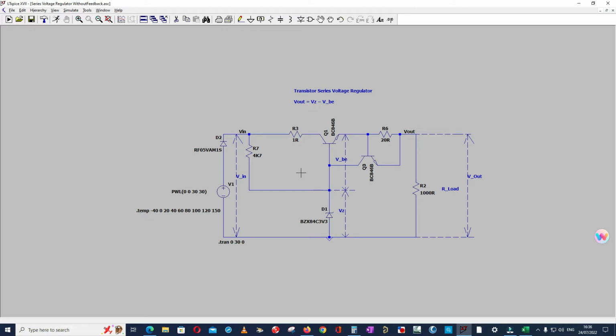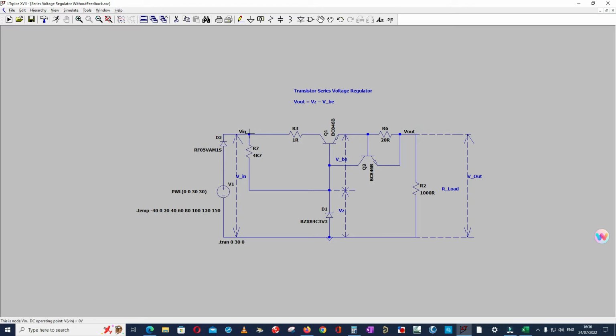And as I said previously, this R7 is to protect the Zener diode from getting damaged. That's why we used R7 here, and also to control the base current of Q1. So the function is very simple.